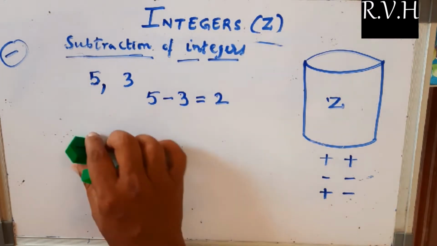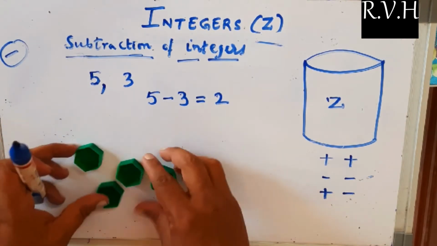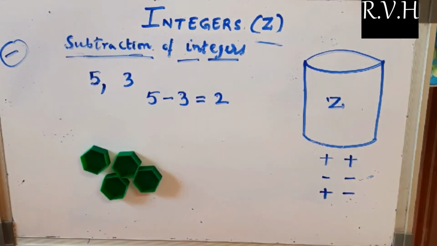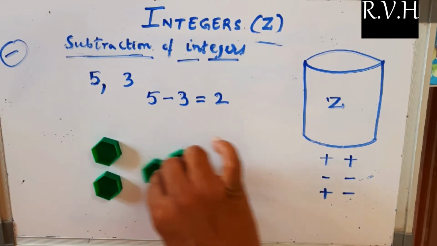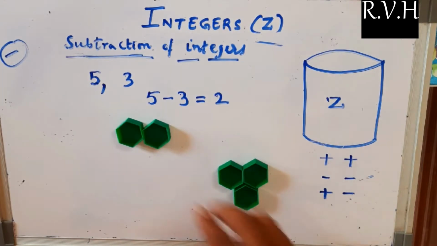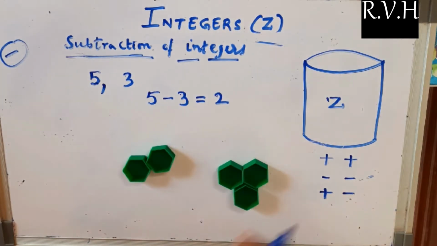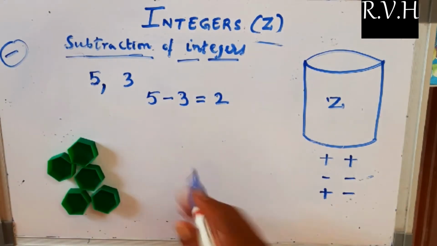So by activity, since here we use only positive numbers, what is the first number? 5. I have to take 5 green ones. My positive represents green. Out of 5 I took out 3. So how many remain? 2. So from 5 I removed 3, so I got 2.